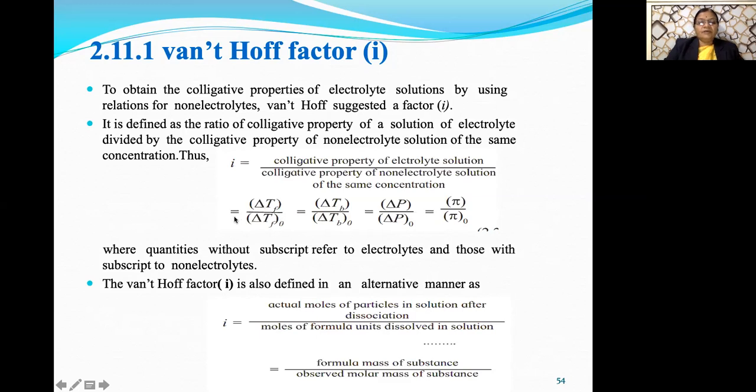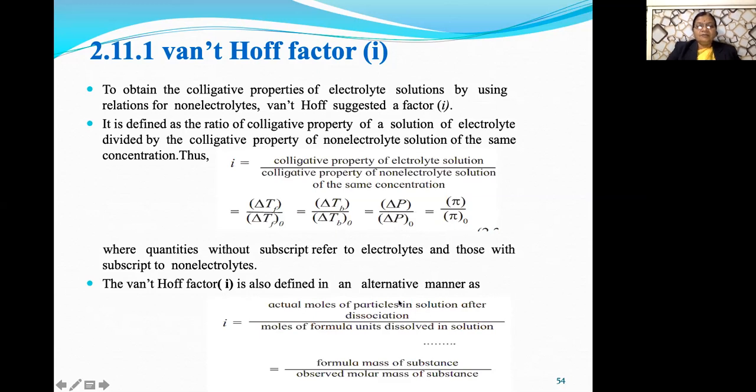So here, the Van 't Hoff factor i for these colligative properties can be represented in this manner. This is the ratio of ΔTf upon ΔTf⁰, meaning the depression in freezing point for the electrolyte, and the denominator is the depression in freezing point for the non-electrolyte with the same concentration. The same is the meaning for the elevation in boiling point, lowering of vapor pressure and osmotic pressure.